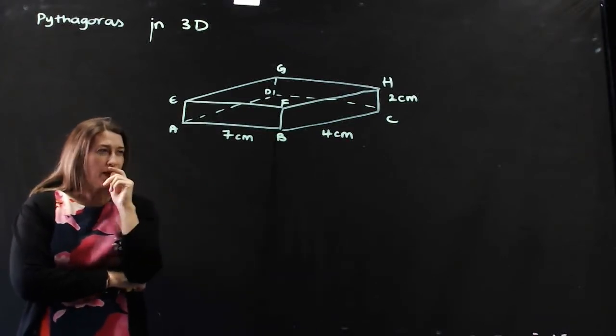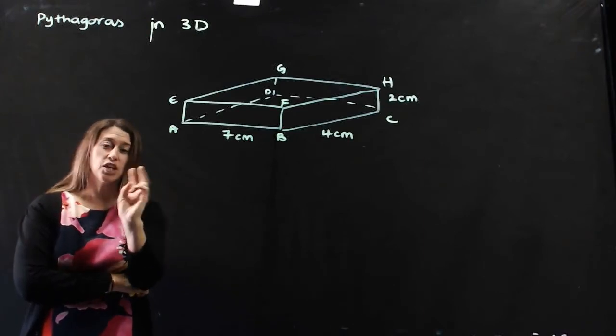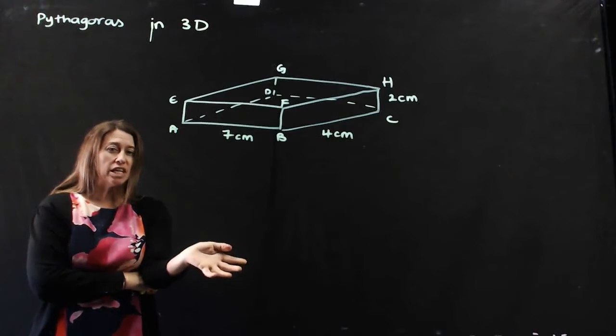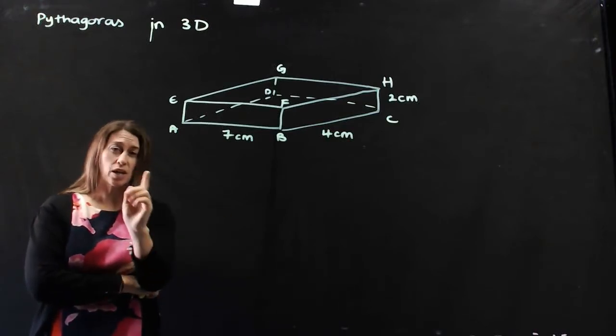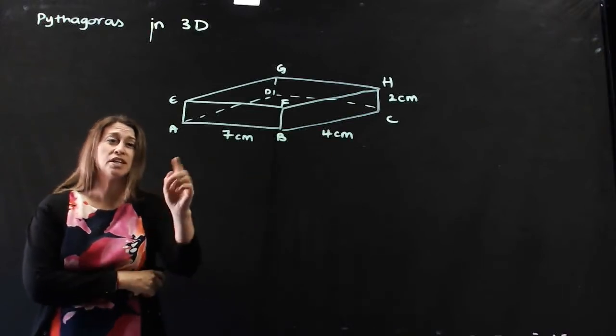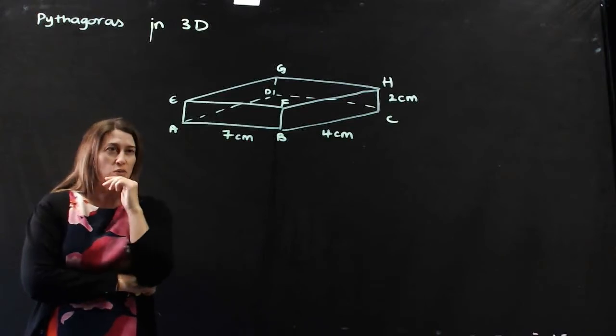Now if I'm going to do that, I can do this in two ways. I can split it and look at two-dimensional triangles, or I can cheat and use a rule, and this rule works all the way through a three-dimensional rectangular prism when you've been given the length, the width and the depth or the height. So I'll do it both ways first.